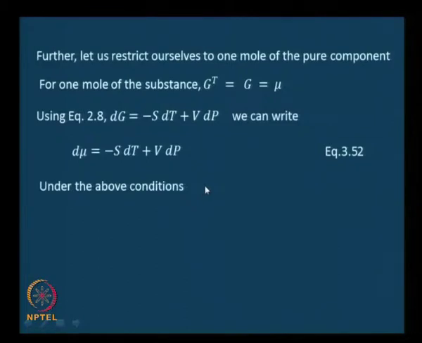Under the above conditions, dou mu by dou P at constant T is nothing but V, because d mu is the total differential. This is again an exact differential in a state variable. D mu is dou mu dou T at constant P dT, and dou mu dou P at constant T dP. Considering this term alone, we can write dou mu dou P at constant T equals the V that is given here. V is easily measurable, so we will just look at that.